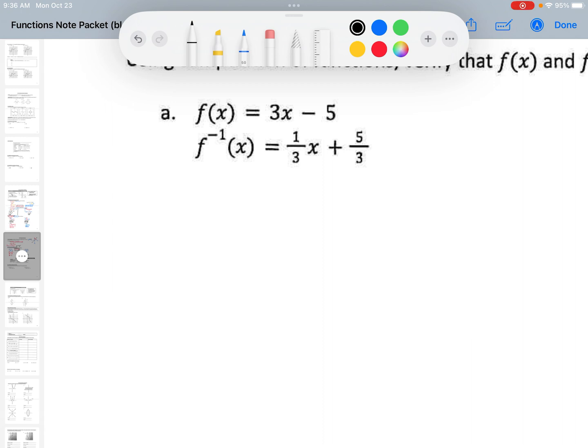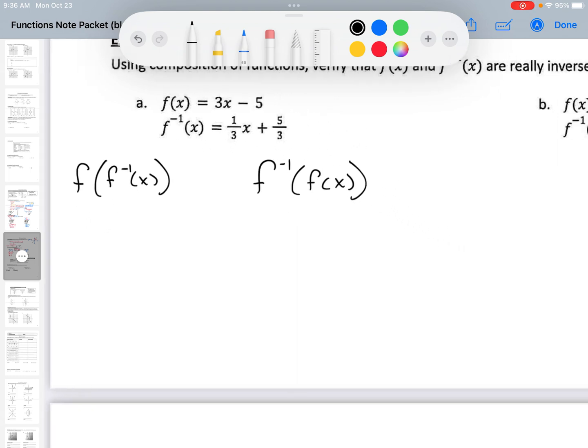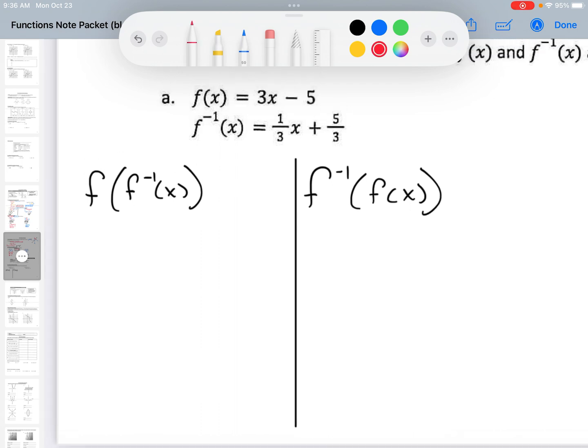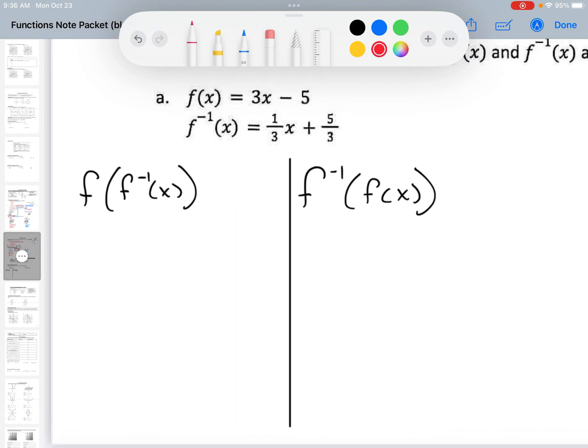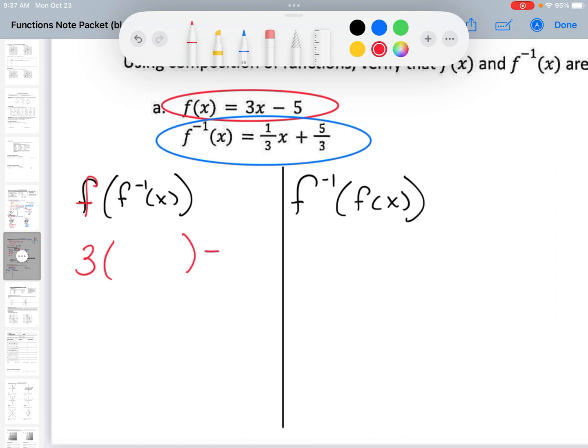So we need to do two problems. We're going to do f of the inverse of f and we're going to do the inverse of f of f. Okay, so two problems. All right, so f of the inverse of f. So let's do some color coding here. We'll do the first function is red. The second one we'll do as blue. Okay? So we're going to start with the first function, f. And instead of an x, we're going to leave a space so that I can put the inverse of f in there.